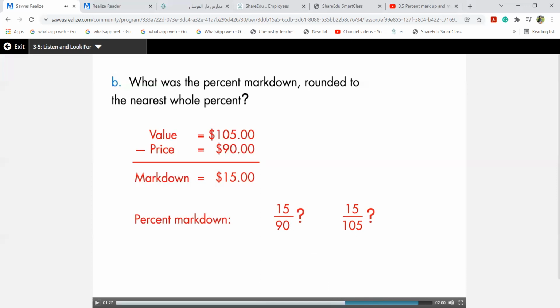Yes. You will divide 15 by 105. You will get a value. You'll multiply with 100, and then you get a percentage markdown.